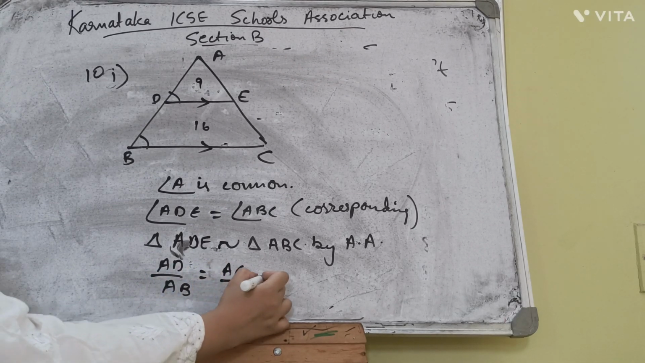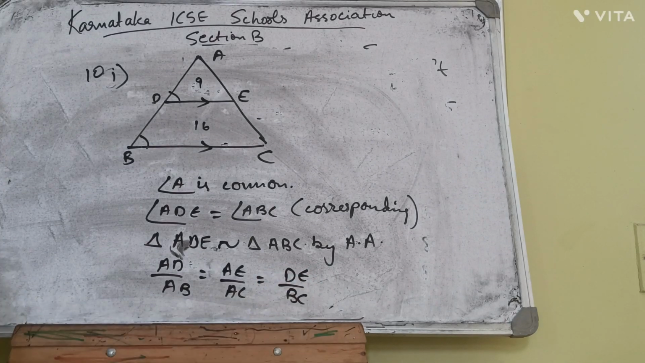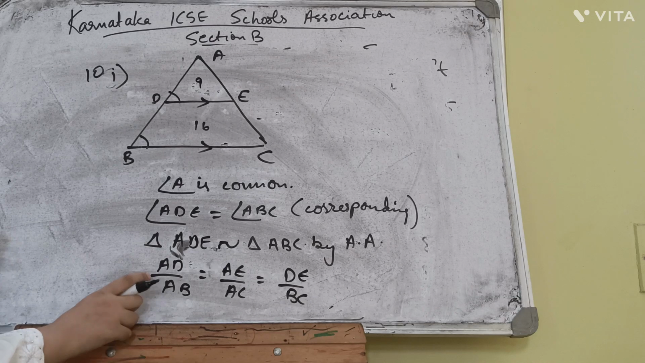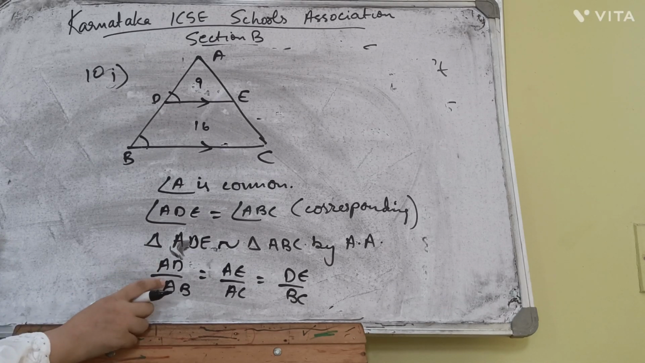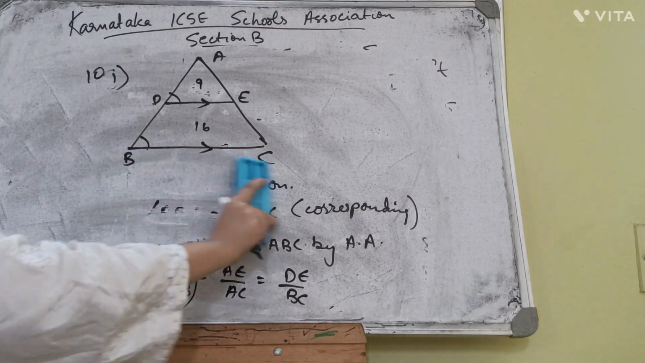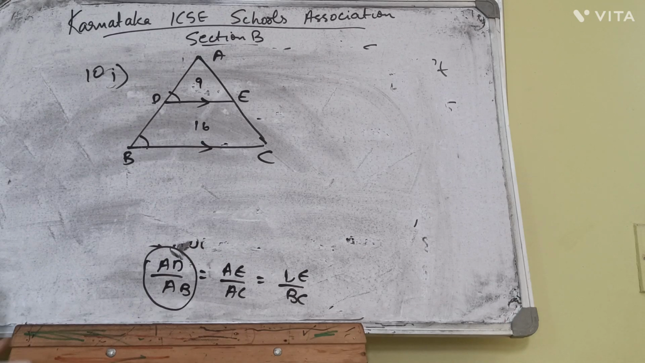After this we need to write down the proportionality. AD by AB is equal to AE by AC, which is equal to DE by BC. We need to find the value of AD is to DB, and DB will be part of AB, so we will select this ratio. Now since no measurements are given, they have given the values of the area, so use the area formulas.